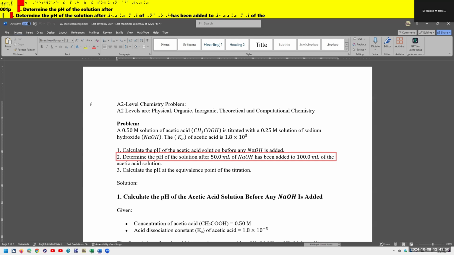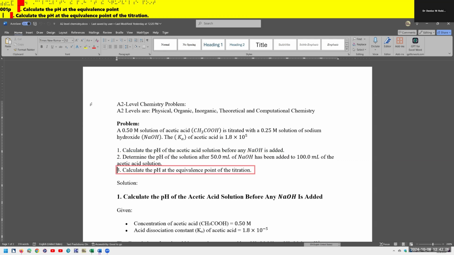Okay, so anybody who has vision, of course, top left-hand corner, they can actually see all the Braille that is coming out on my Braille display also. So just so you know, yep, all accessible. Of course, UAB Math works just as well in here. 3. Calculate the pH at the equivalence point of the titration.